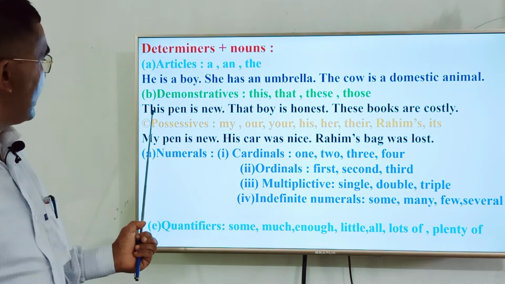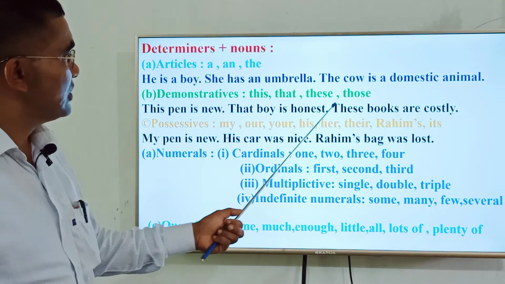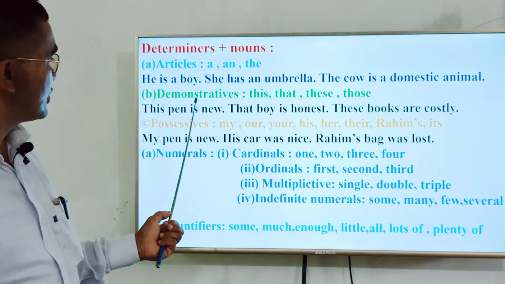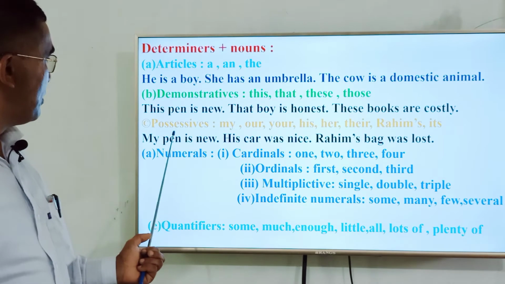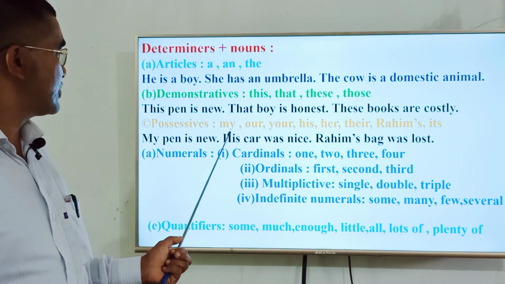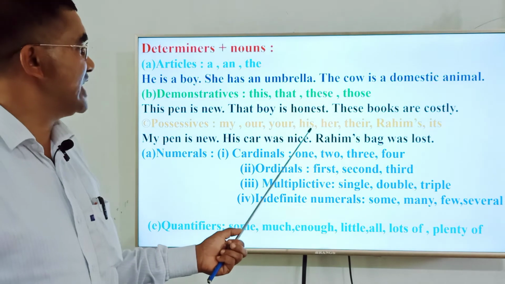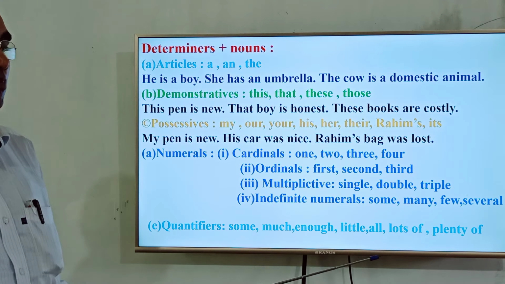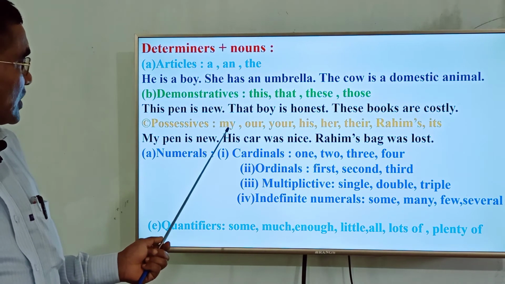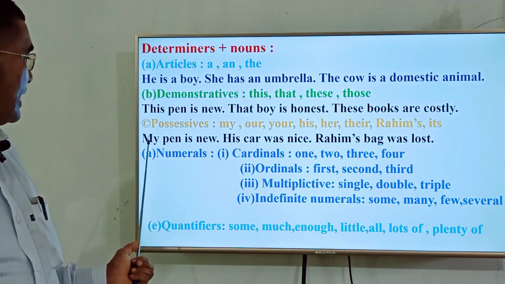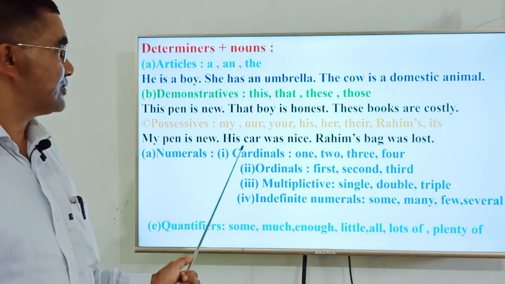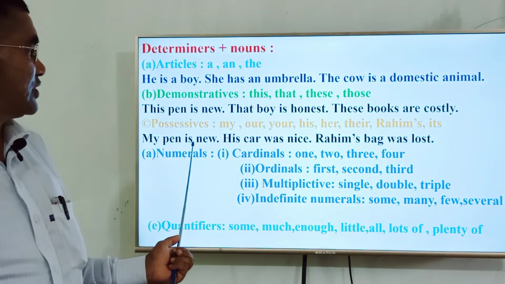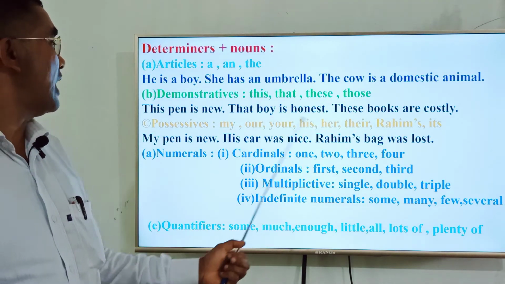So any word, this, that, these, those, if they are used before a noun word, they are used as demonstratives. Then possessives. Possessive words are my, our, your, his, her, their, Rohib's, its. Possessive means the words which show some position. So here my pen is new, his car is nice, Rohib's bag was lost. Here Rohib's is a possessive word. This has been used with the noun.